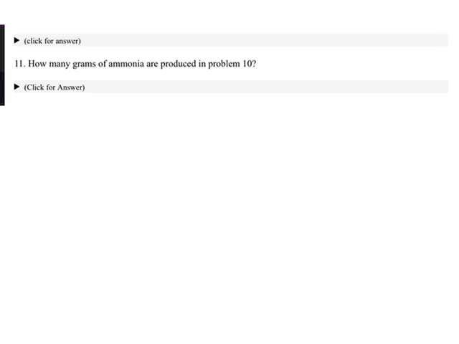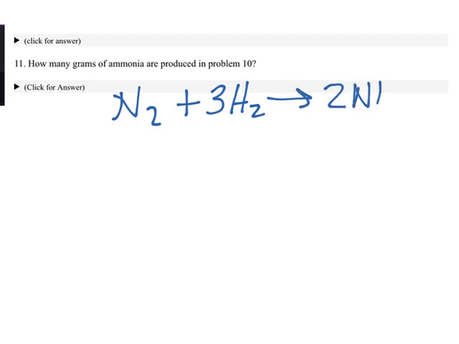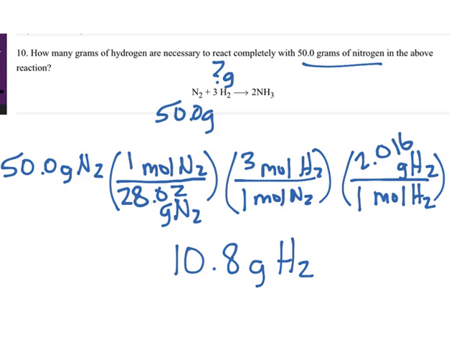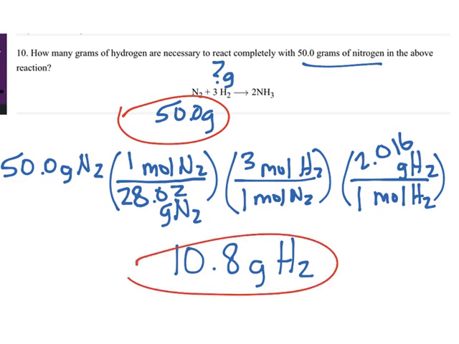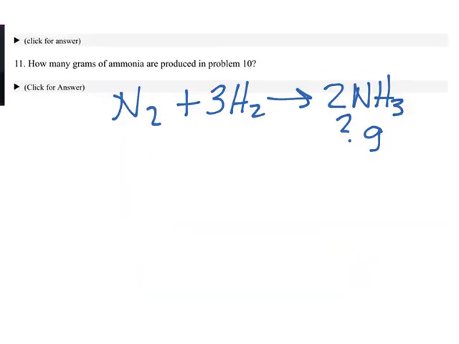Number 11, how many grams of ammonia are produced in problem 10? Again, that reaction was N2 plus 3H2 make 2NH3, and I'm looking for grams of ammonia. This is similar to the previous a few problems ago. You can either use the 50 grams of nitrogen and get an answer, or you can use your 10.8 grams of hydrogen and get an answer. I'd go with the answer that you didn't calculate, just in case you messed up the previous problem, you know you're safe.